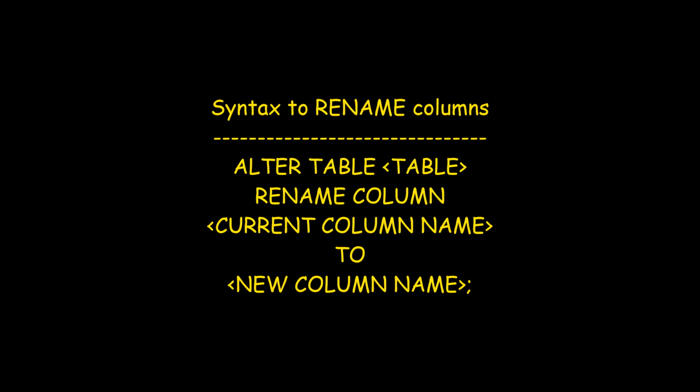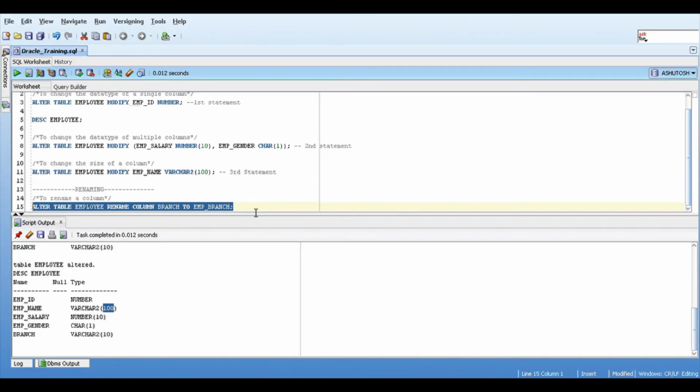Now let's see the example. To show that, let me rename the column branch as emp_branch. So the statement to do that is, let me execute this statement. We can see that the table employee got altered.